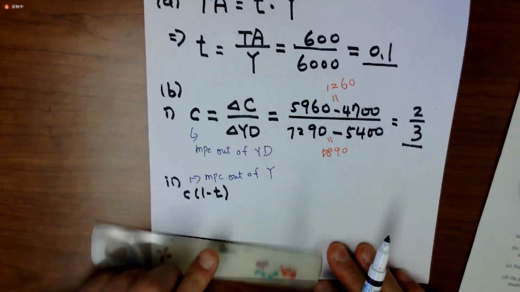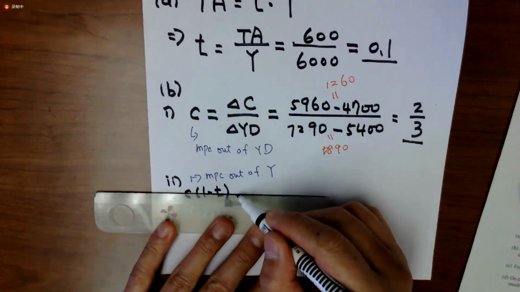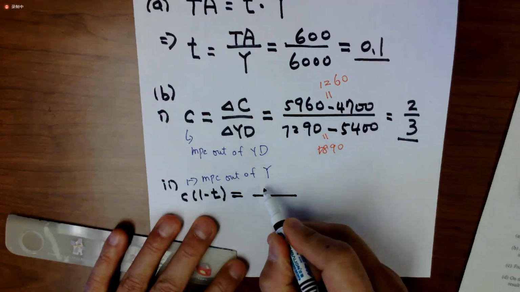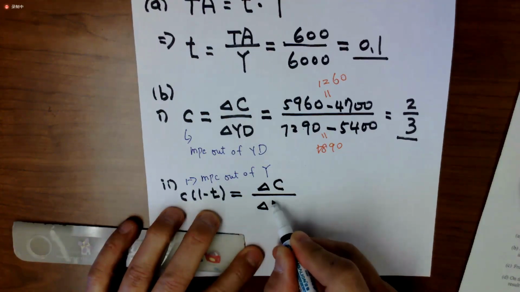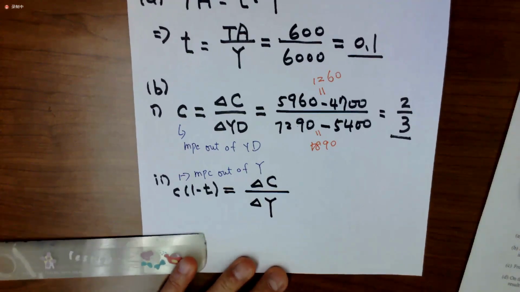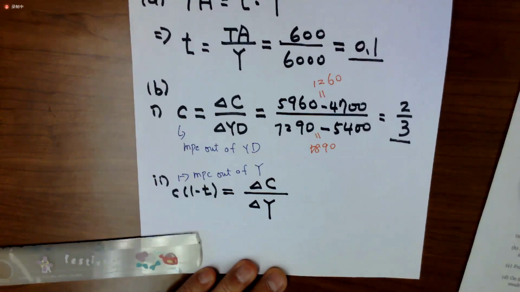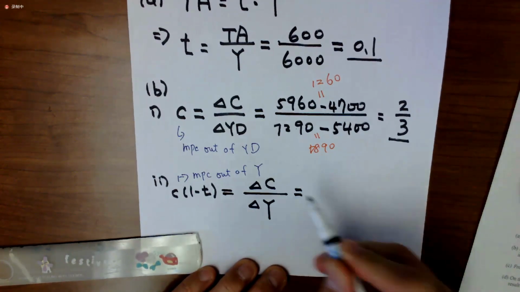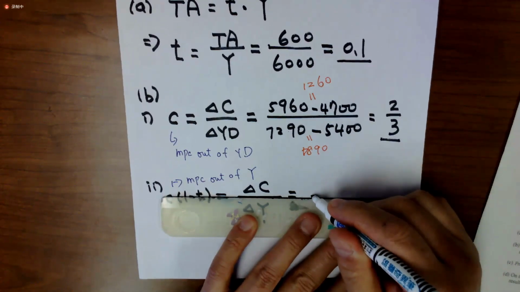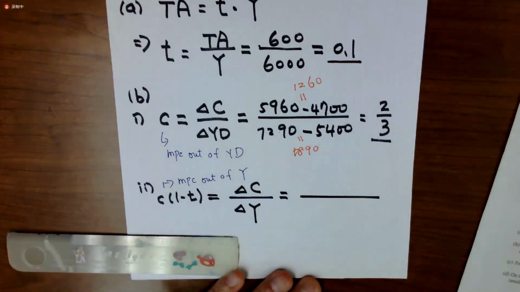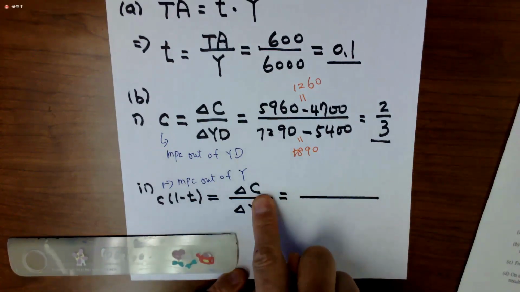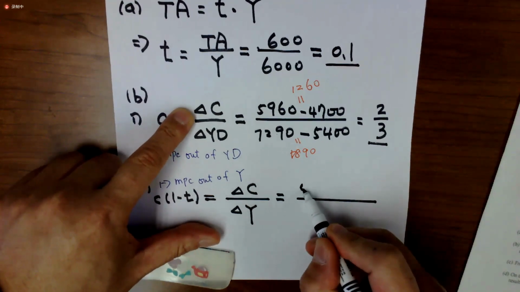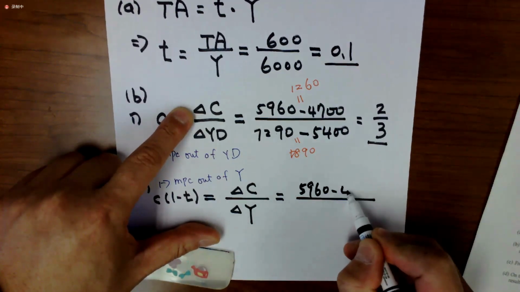So you say, oh, if I know how to do little c, I know how to do little c times 1 minus t, because by definition, it's a change in consumption divided by change in what? Total income now. Agree? So I do exactly the same thing as I did. What should I put on the top? Here is changing consumption. So you can do exactly the same: 5960 minus 4700.